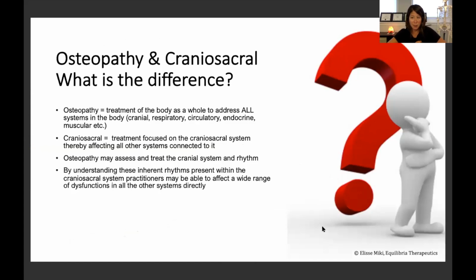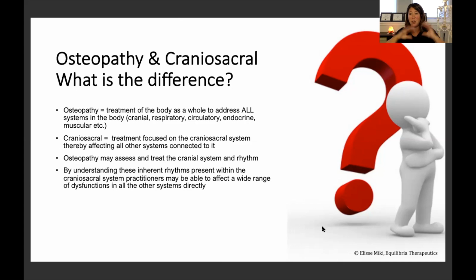So a question that comes up a lot is, what's the difference in osteo and cranial? I have a lot of clients asking this frequently, so this is something I wanted to just touch on with you guys, and we can talk more about it in the live course if you attend. Basically, osteopathy and cranial, they are very closely related, even interdependent, some may say. Osteopathy is the treatment of the body as a whole.